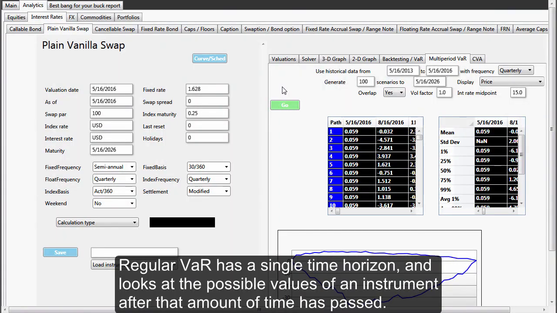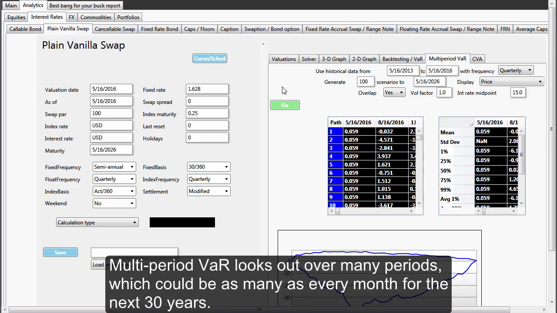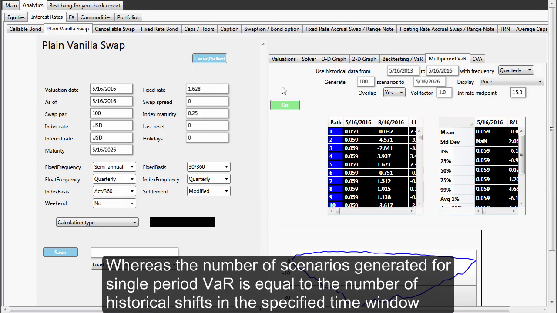Regular VAR has a single time horizon and looks at the possible values of an instrument after that amount of time has passed. Multi-period VAR looks out over many periods, which could be as many as every month for the next 30 years. Whereas the number of scenarios generated for single-period VAR is equal to the number of historical shifts in the specified time window.